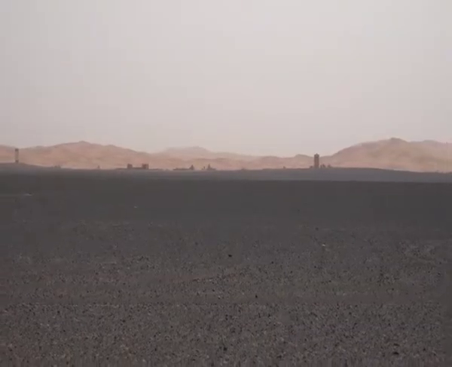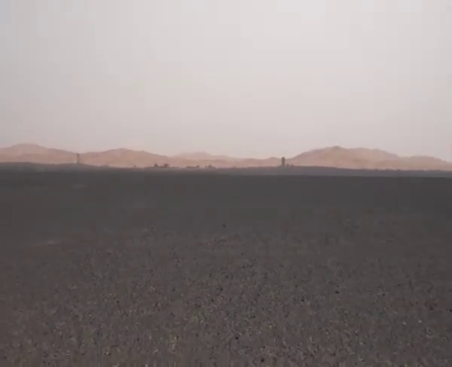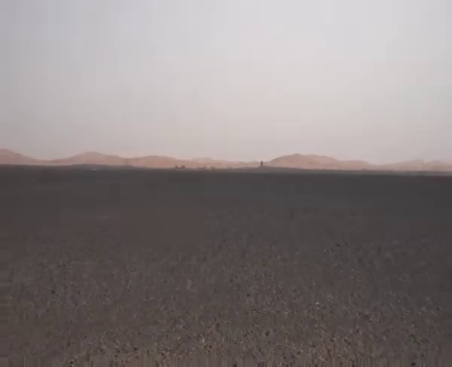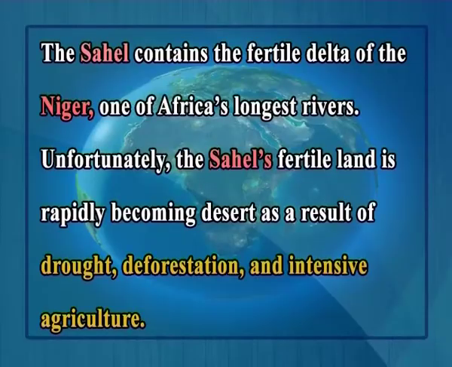The area where the Sahara meets the savanna is called the Sahel. This area is hot and dry, getting only a few inches of rain a year. It is made up of flat, barren plains that stretch across Africa from Senegal to Sudan. The Sahel contains the fertile delta of the Niger, one of Africa's longest rivers.